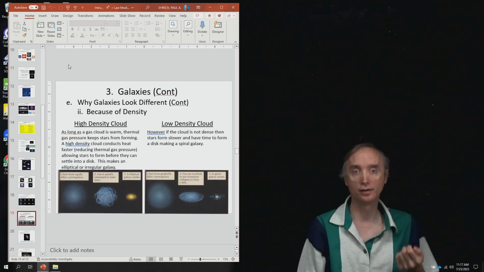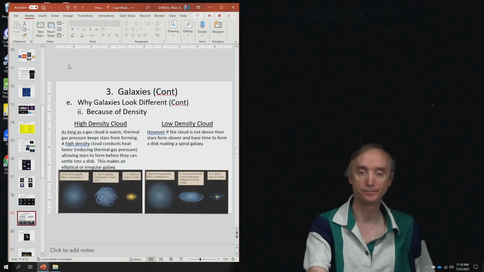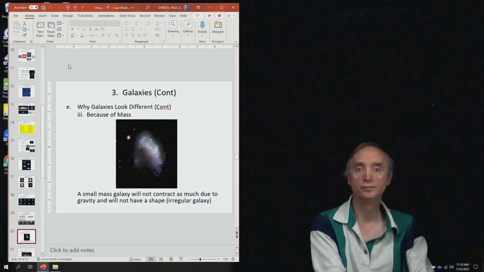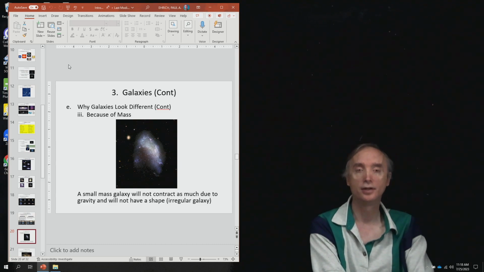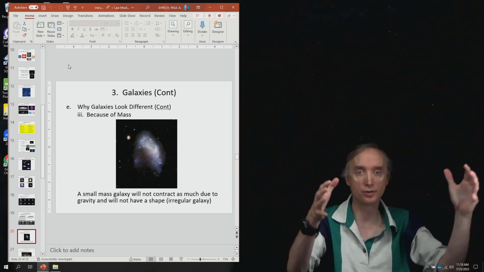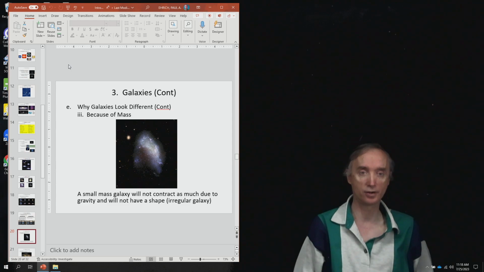If, on the other hand, you have a low density cloud, then stars are going to form slower, and as they form, they are going to have enough time to collect on the disk, and then you are going to have a spiral galaxy as a result. Okay, then one of the reasons why you have irregular galaxies is because they're just so small. The smaller a galaxy is, the less gravity it's going to have. And so it's going to be harder to pull it in and turn it into a particular kind of structure.